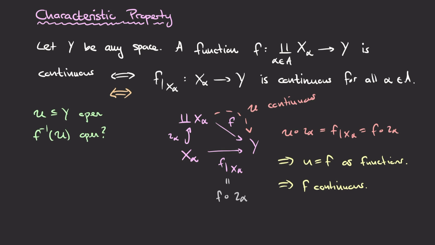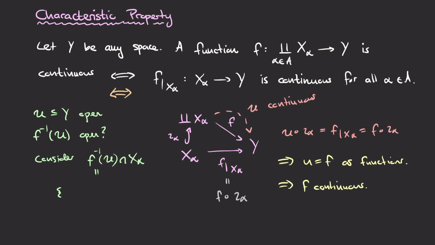Now, by the definition of the disjoint union topology, being open in the disjoint union topology means that the intersection of that set with each of the component spaces needs to be an open set. So we consider the intersection of the pre-image of U with some X alpha for an arbitrary index alpha. But what is this set?